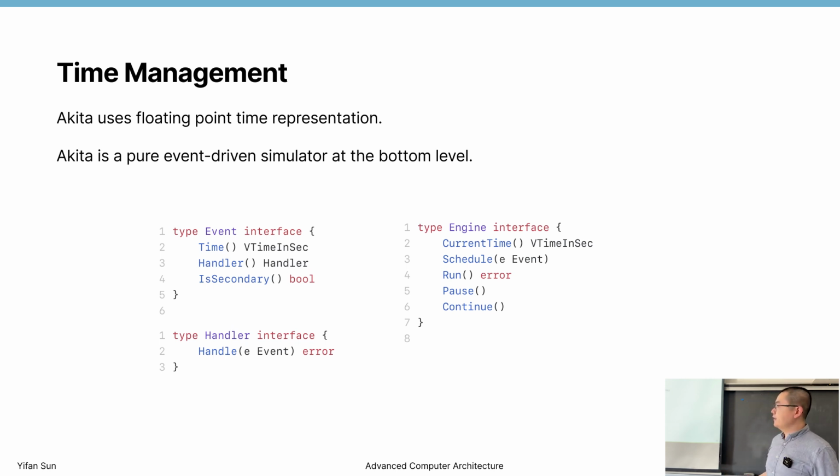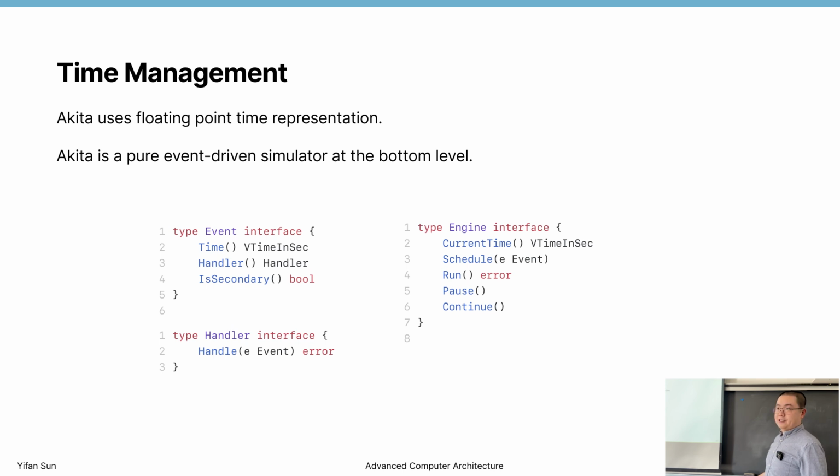Okay, so another thing is the time manager, which we call an engine or event-driven simulation engine. It manages the time going forward. So what are the key functions of the engine? It can tell you the current time. What's the current time, right? It can schedule future events. If you give it an event, it will schedule the event to happen in the future.